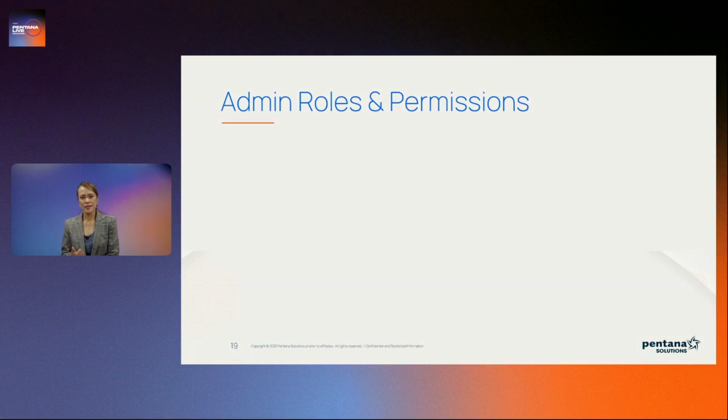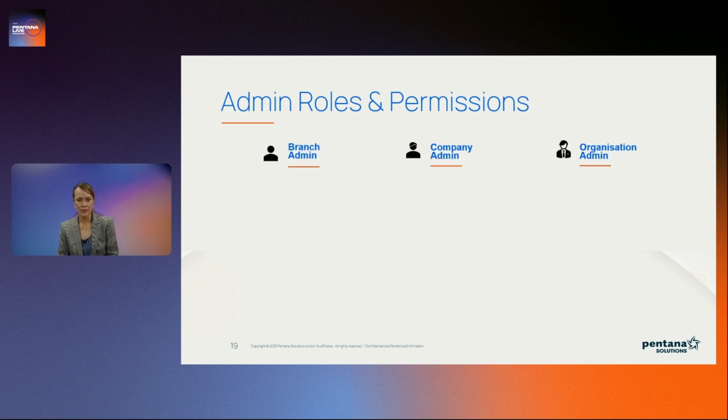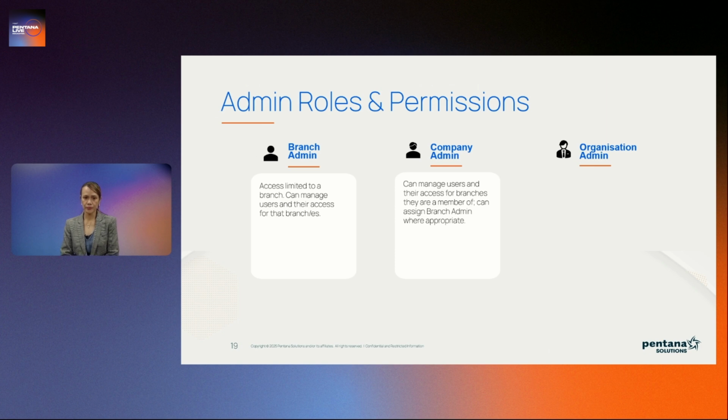This slide summarizes the 3 admin scopes available in Pentana 360: branch admin, company admin, and organization admin. The key idea is scope of administration, what part of the business structure an admin can manage: branch, company, or the full organization. All of these roles are focused on users and access administration in Pentana 360: creating and maintaining users, assigning application access, and applying permission profiles or permissions.